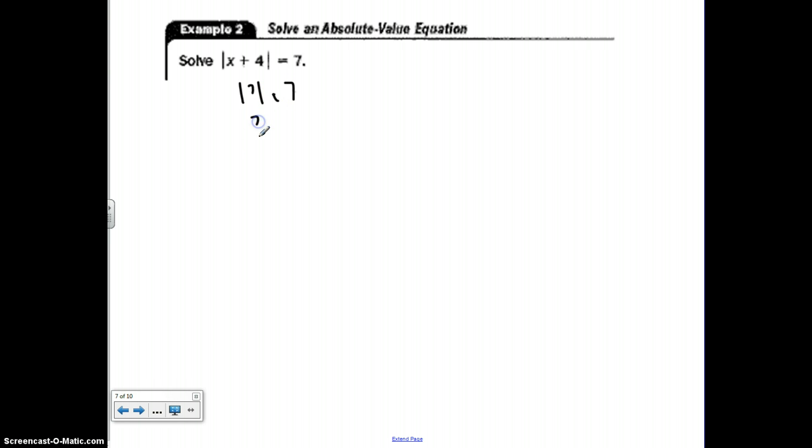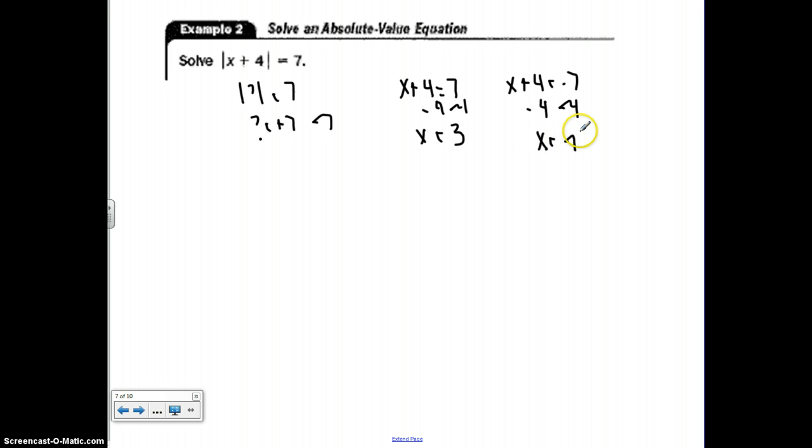Well, we said that what could be positive 7 and negative 7. So because of that, I'm going to set x plus 4 equal to positive 7, and x plus 4 equal to negative 7. I'm going to subtract 4 from both sides. So I get x to be 3. And I can subtract 4 from both sides, and I get x to be negative 11.